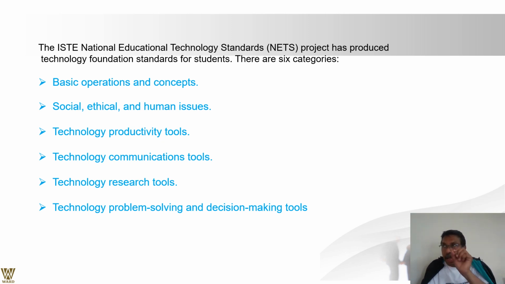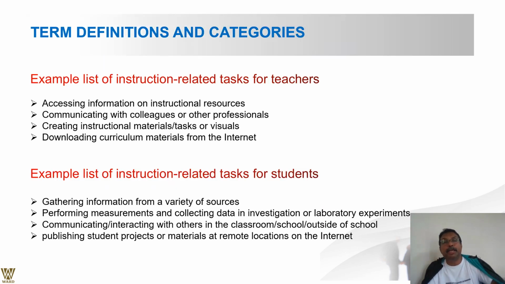What did I say? Again, first is the basic concepts, basic operation. The second is the social, ethical, and human issues. Third is the technology productivity tools. Fourth is the technology communication tools. Fifth is the technology research tools. And the last one is technology problem solving and decision making tools.